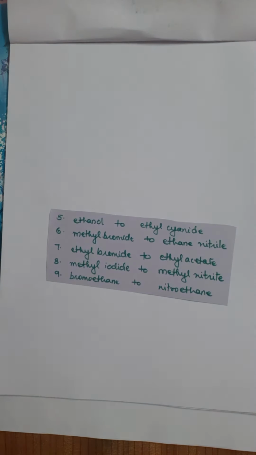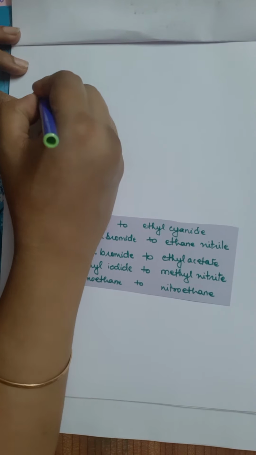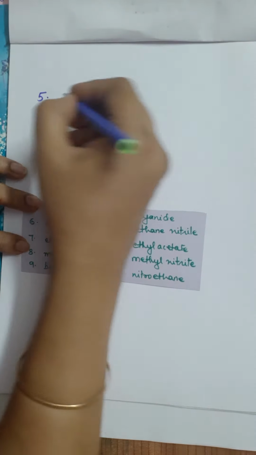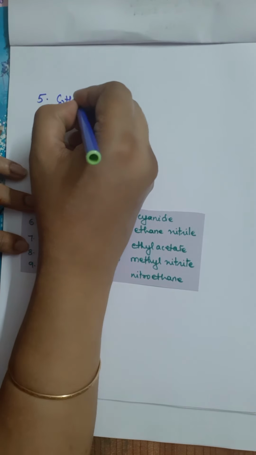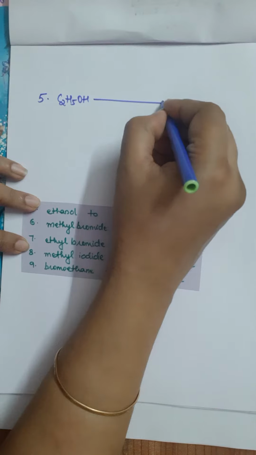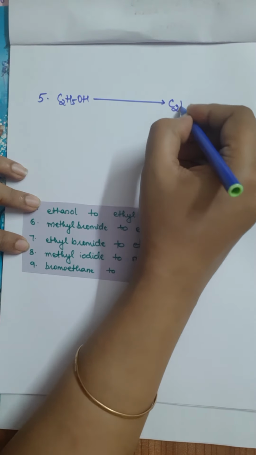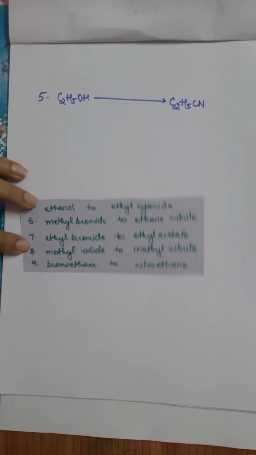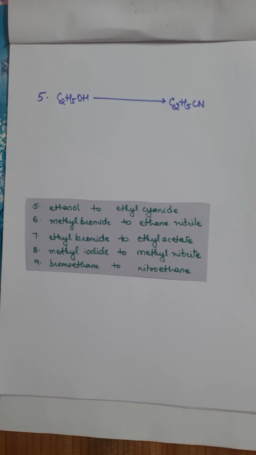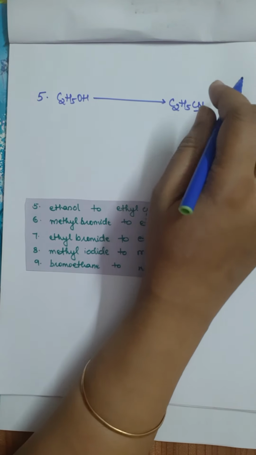Okay. So ethanol, C2H5OH, has to be converted to C2H5CN. Now you can see here that it's not a simple conversion. You have not yet learned the reactions of alcohol. So the OH group is to be replaced by the cyanide group. Okay, direct reaction is not there.